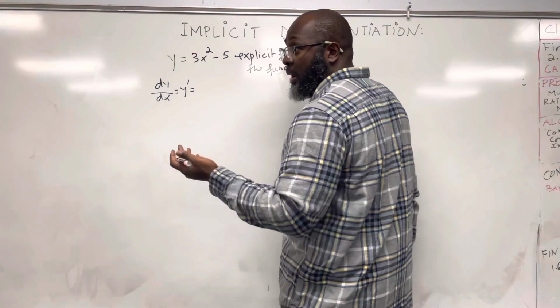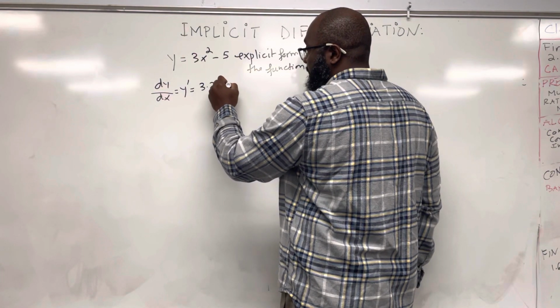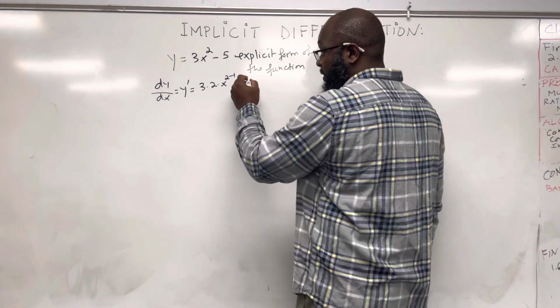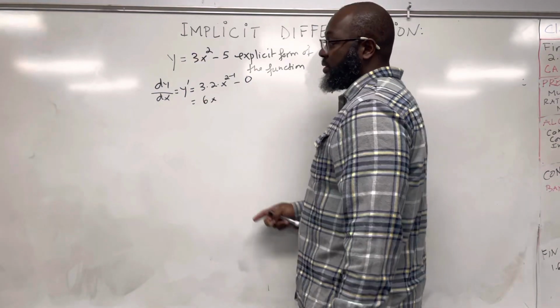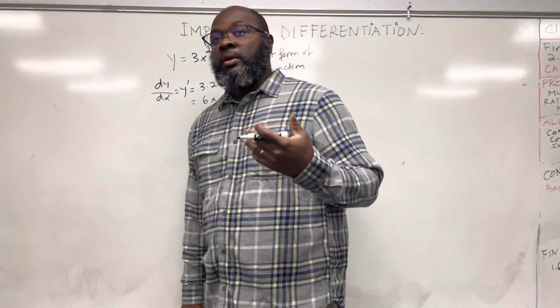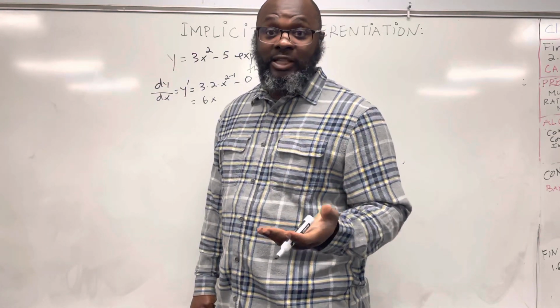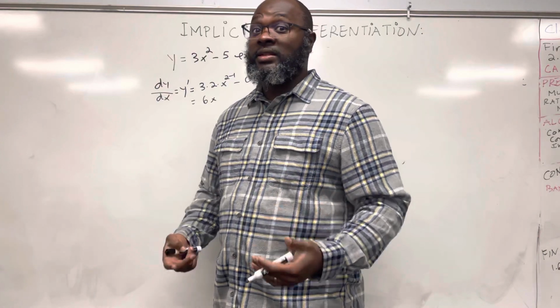We use the power rule, and that's going to give you 3 times 2 times x to the 2 minus 1, and the derivative of 5 or any constant is 0. So this ends up being 6x, okay? So that's the derivative. Now, the problem comes when sometimes the function is not expressed explicitly, in the sense that y is not clearly defined, it is implied.